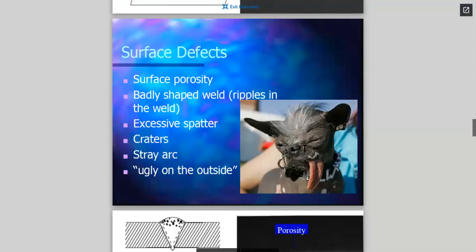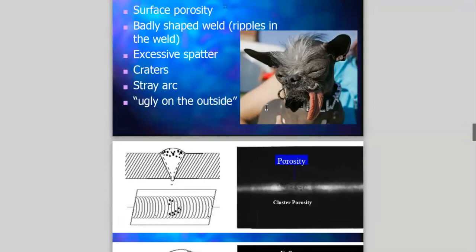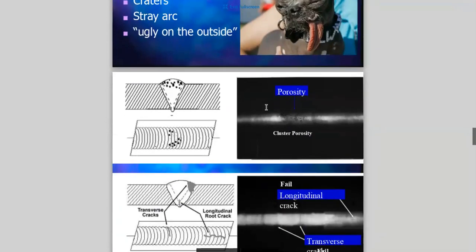This animal here is a fine example of that. Beauty is in the eye of the beholder, but yeah, that's something. I wouldn't want my welds to look anything like this animal. I think it's a cat, maybe a dog. I really don't know. I wouldn't want it to look anything like that, anyway. Basically, if your weld looks bad on the outside, there's a good chance there's something wrong with it on the inside.